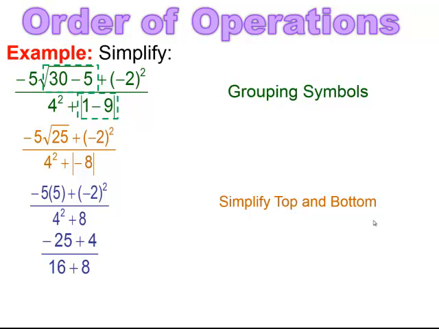Now I'm going to do the multiplication, and I'm going to do the negative 5 times 5 is a negative 25. And remember, parentheses around that square means that I'm doing a negative 2 times a negative 2, which gives me a positive 4. And then 4 squared is 16 plus 8. And now I'm going to do the arithmetic here. Negative 25 plus 4 is a negative 21. 16 plus 8 is positive 24. And now I can simplify. So now in this case, it's not going to divide evenly, so it's really just a reduced fraction here. So my solution here would equal a negative 7 over 8.